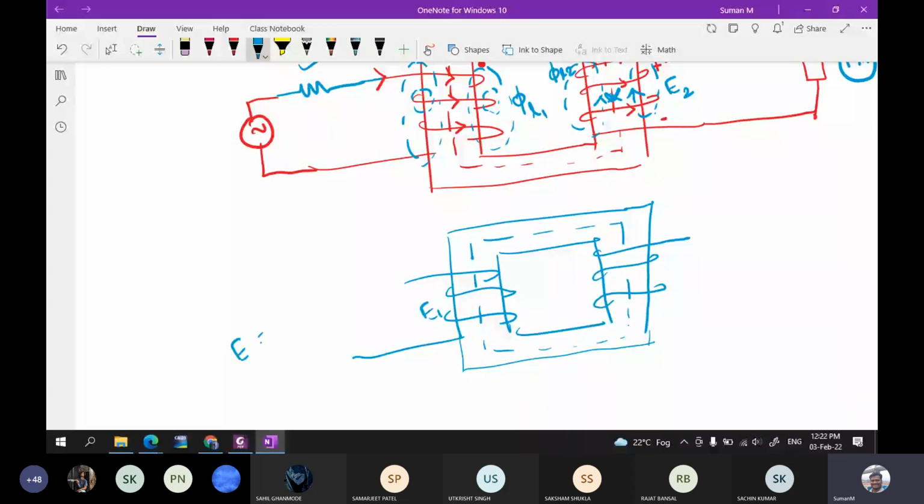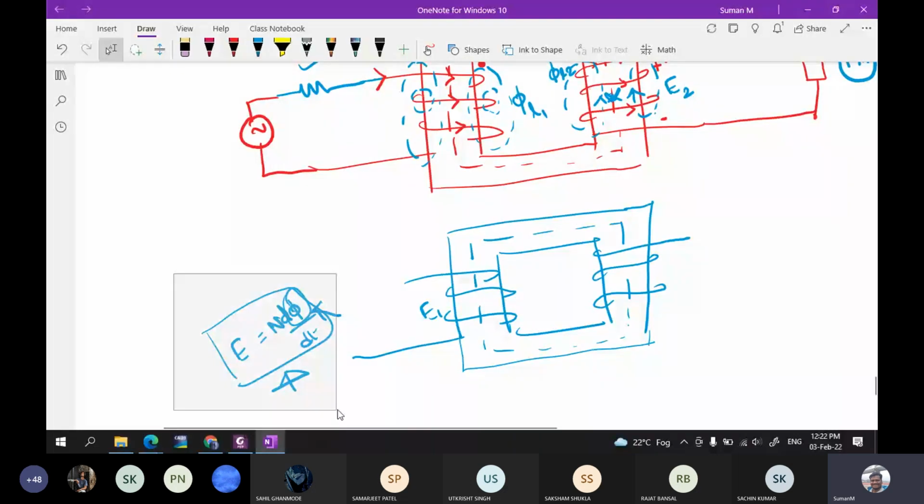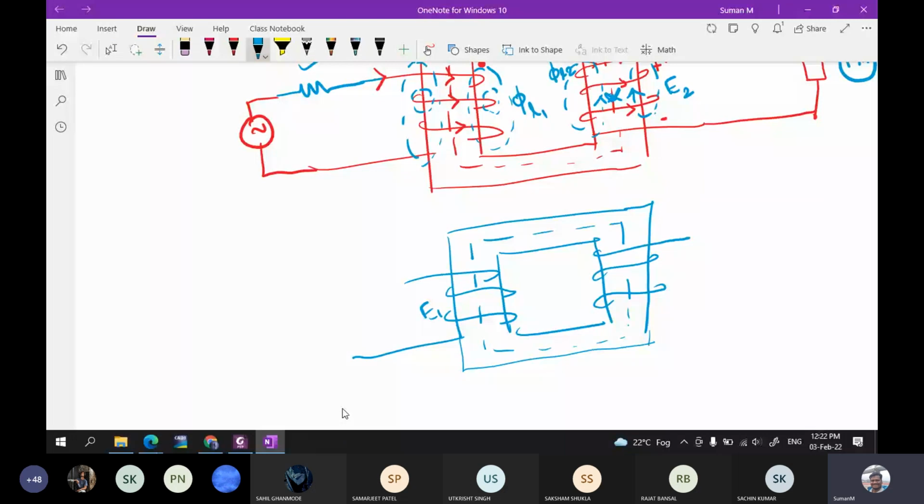This d phi by dt is only the mutual flux. So we are neglecting the leakage flux here itself. So we don't have the leakage flux part in the induced EMF here, but there is some leakage flux that is going to induce some EMF. In order to represent that, we are going to represent it as an inductor in series. Now, we already have a resistor and the source here.